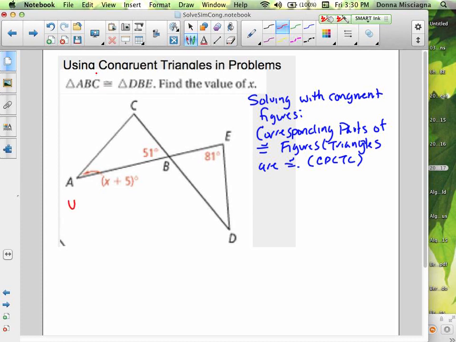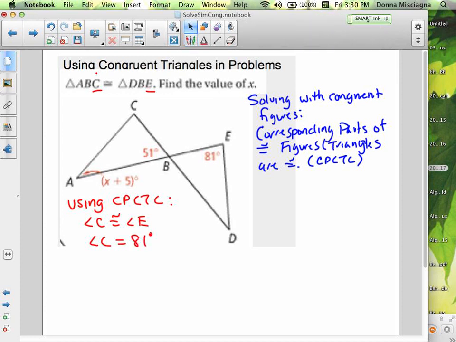Well, using CPCTC, angle C has to be congruent to angle E. And since angle E is 81 degrees, angle C is also 81 degrees. So let's mark that in the triangle there.